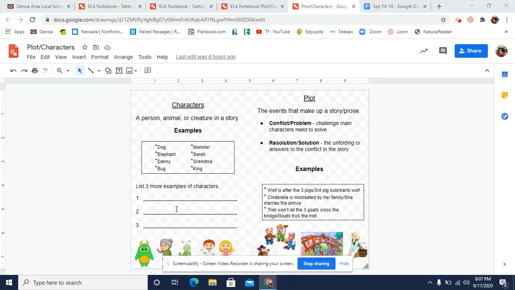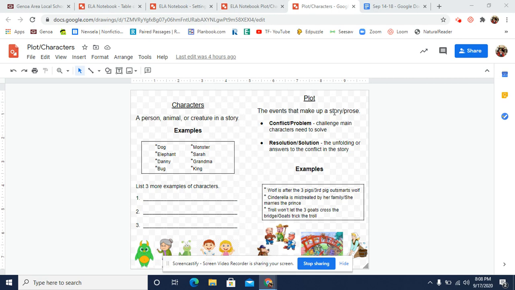So we're going to be talking more about the characters later on. But for right now, just know that the main character is the one that the story is mostly about, right? So in the 4th grade Rats, our main character is Suds because he's the one telling the story, and then Joey Peterson. Okay, let's go on to the plot.